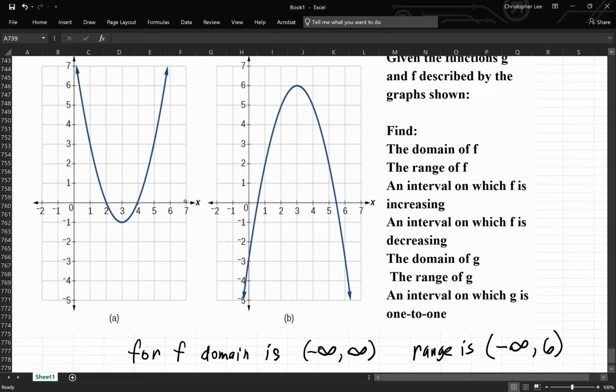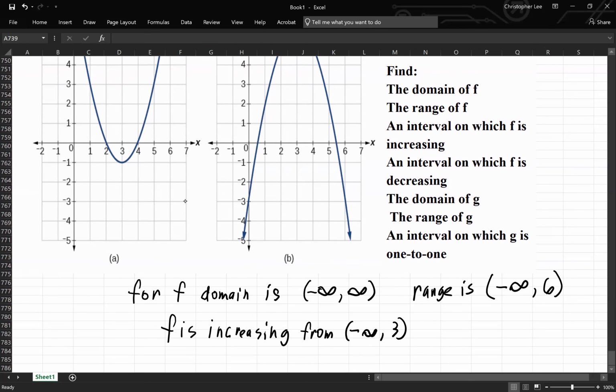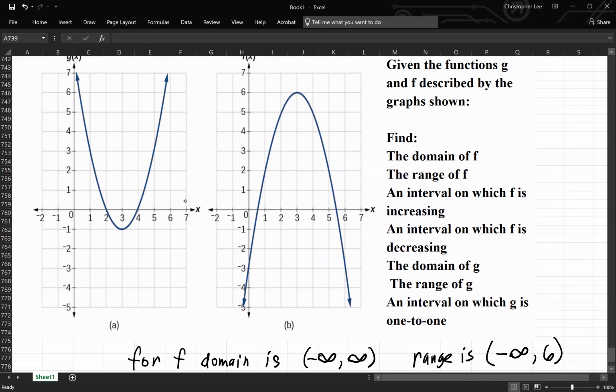Okay. An interval in which f is decreasing. So it's the reverse, right? So f is decreasing from 3 to infinity, right? From 3 to infinity, right? That's the decreasing. All right.